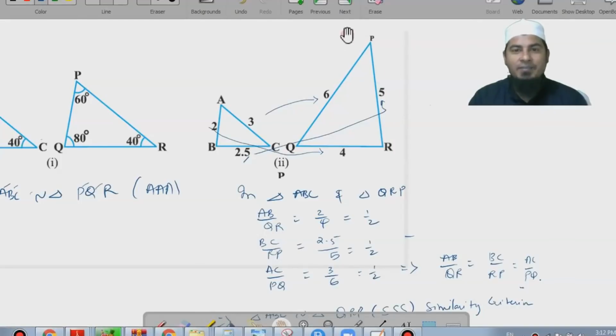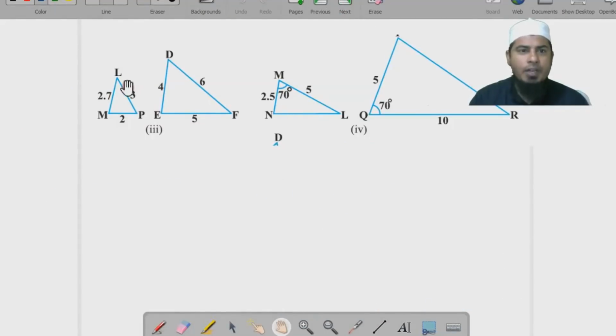Let us take the next one. We got a triangle. Again, third question. L, M, N, D, E, F. Okay. 2's corresponding can be 4. 3's corresponding can be 6 because it's a double. Two sides are in the same proportion. But 2.7's double will be 5.4. We are having only 5. These two triangles are not similar because the sides are not in the same ratio.